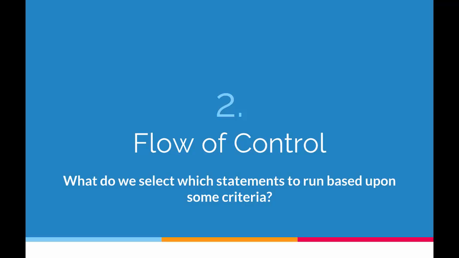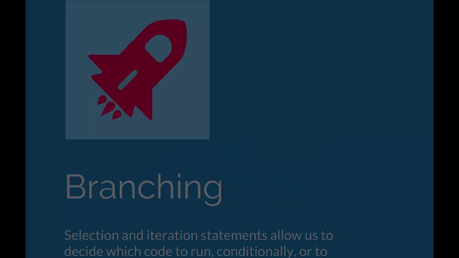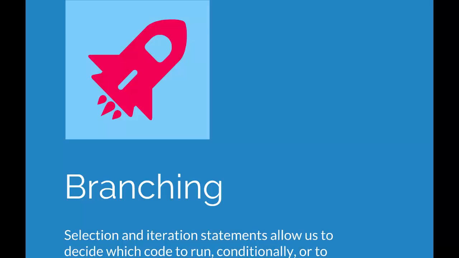Flow of control. So we saw that decision marker that foreshadows that, well, sometimes we need to branch and execute code conditionally. And this is what we call branching. And that's what it does. This allows us to select, based upon some condition, to execute this code or that code.